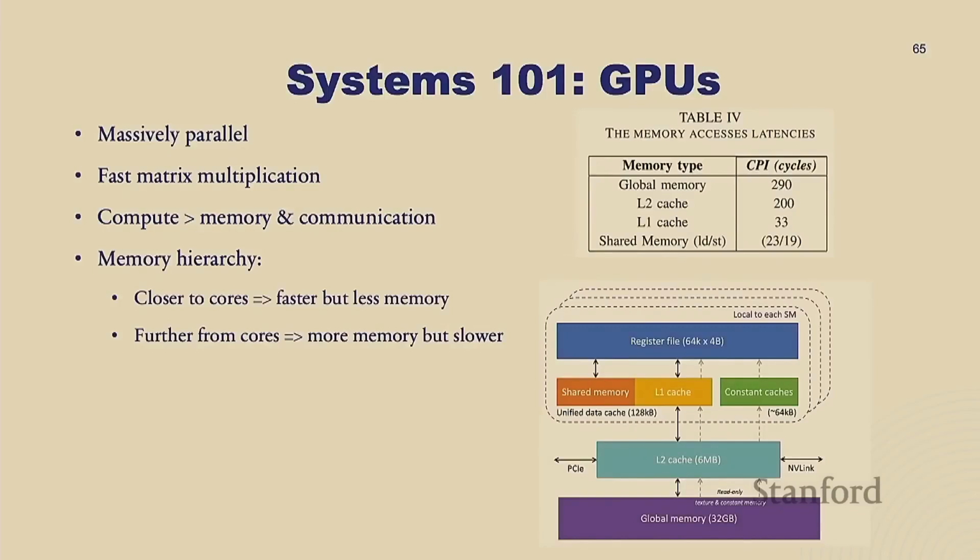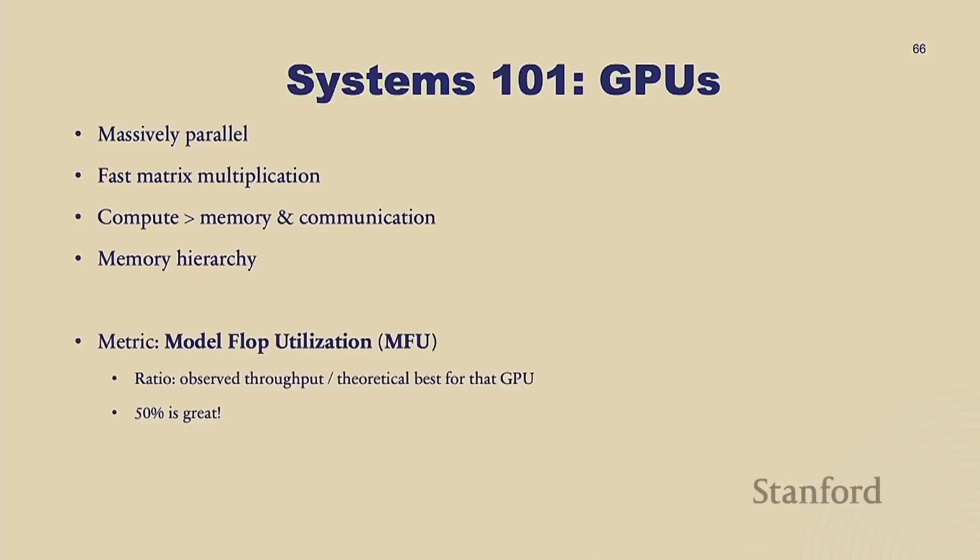Another thing to know about GPUs is that there's a memory hierarchy. This is the same thing with CPUs, but basically the closer you are to your cores, the less memory there is, but the faster things run. If you're further, there's more memory, but it's slower. Okay, I'm going to skip that. Actually, I'm going to say it.